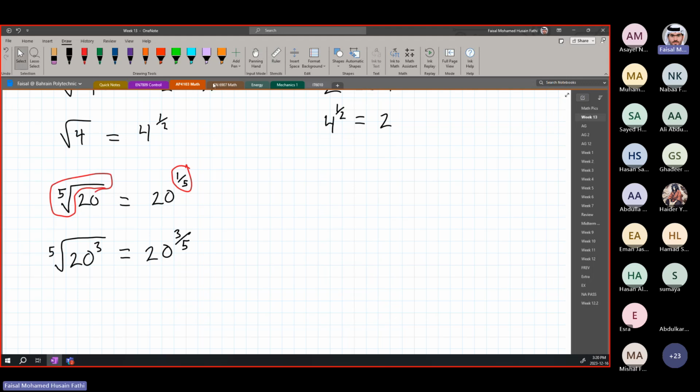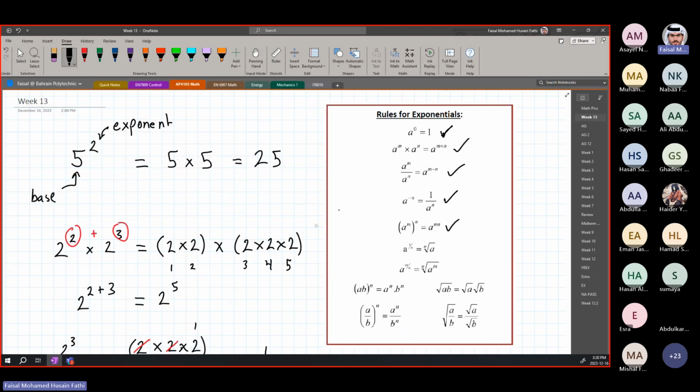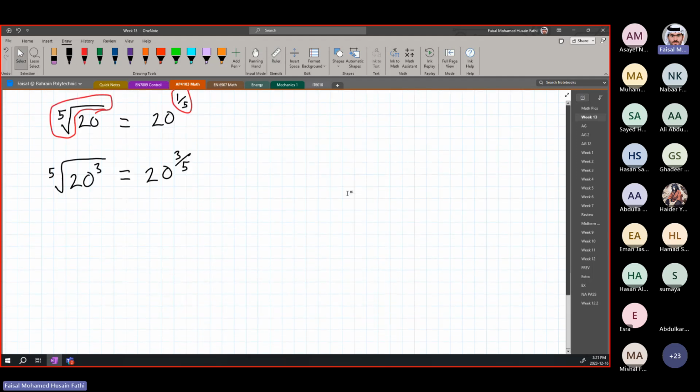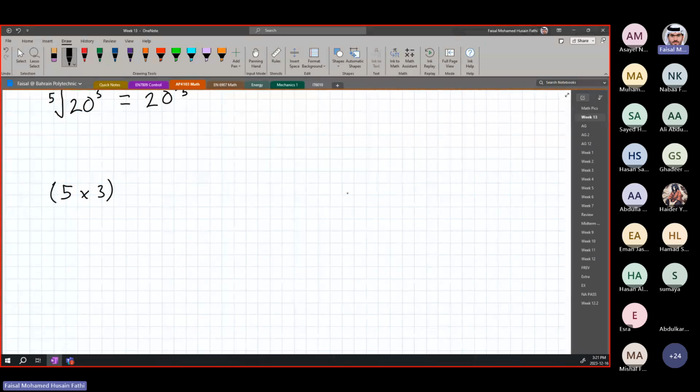Obviously, with more practice, you'll get to understand it more and more. What else do we have in the rules? So I explained this as well, m over n, depending on the power. So yeah, when we have, for example, 5 times 3 squared, this is the same as saying it's equal to 5 squared times 3 squared.